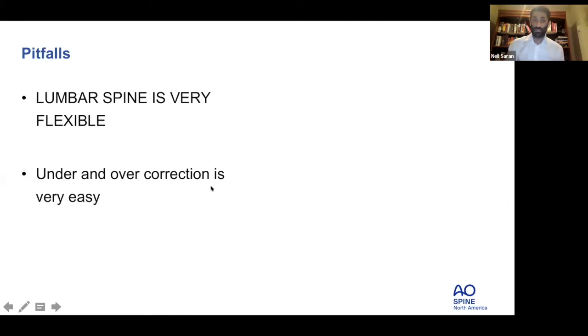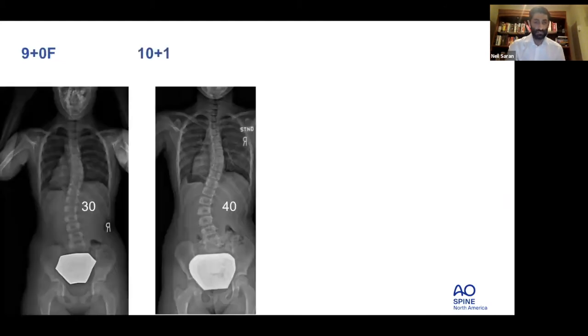Pitfalls: the lumbar spine is very, very flexible. It's so easy to overcorrect it, and at the same time, it's very easy to undercorrect it. This is a 9-year-old. This was actually the first patient that I did 4 or 5 years ago.